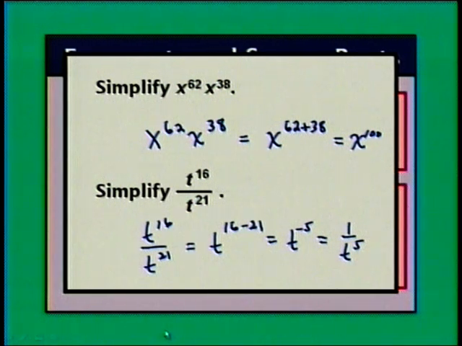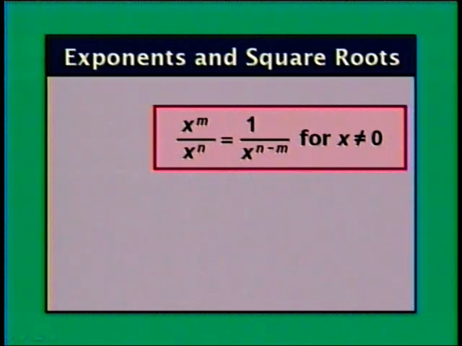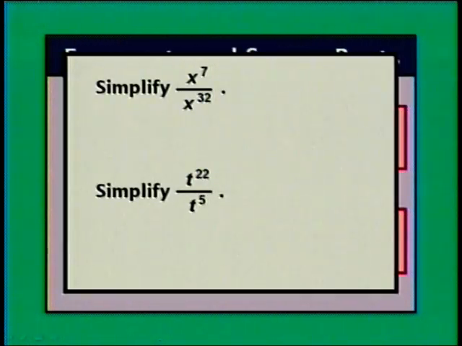I wonder if there's a rule that would have allowed me to get to this simplification more quickly. Well, in fact, there is. x to the m over x to the n equals 1 over x to the n minus m, as long as x doesn't equal 0. We also have another consequence of our definitions and rules that says that 1 over x to the negative m equals x to the m, again assuming x doesn't equal 0. So let's see some examples.